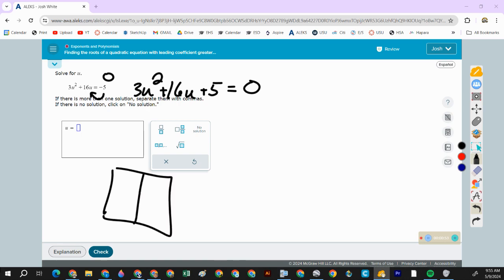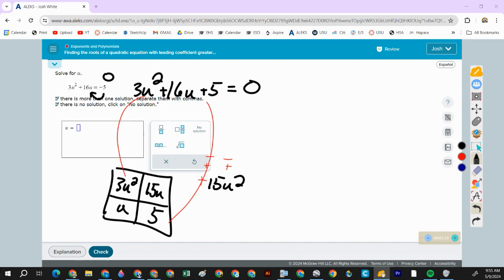This has a leading coefficient, so we stick that in here, and then we stick this in here, multiply those together, and I get 15u squared. And that is a positive number, which means that my signs are either plus plus or minus minus. Are there factors of 15 that add to be 16? Yes. 15u and 1u.